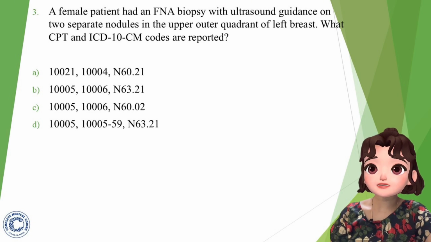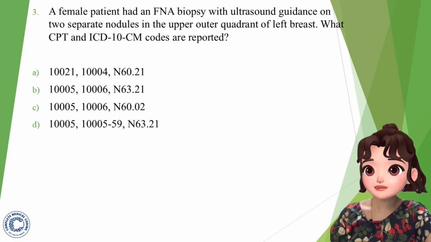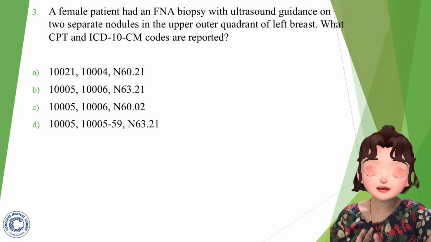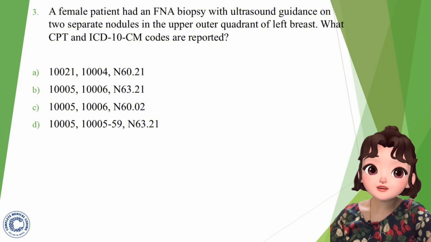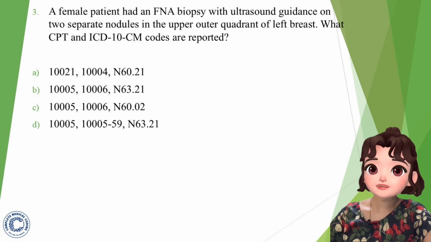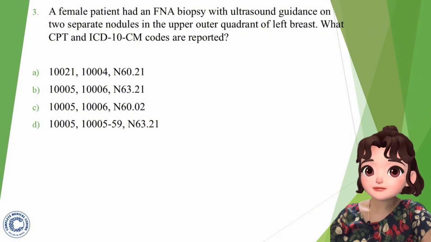So here the procedure is FNA biopsy, fine needle aspiration biopsy with ultrasound guidance. Okay. And then, yeah, 2 separate nodules are present in the upper outer quadrant, means lump type thing is present on the upper outer quadrant of left breast. That is the ICD code. So let's check the codes. Let's find out the ICD code first.